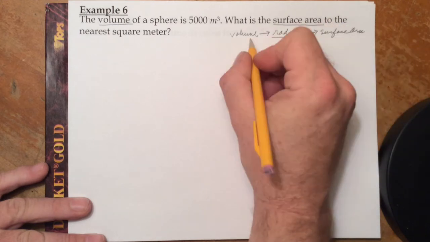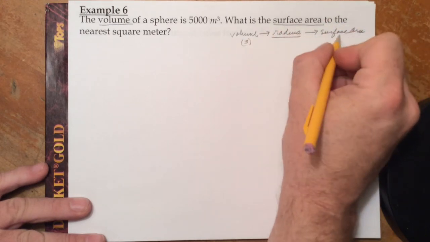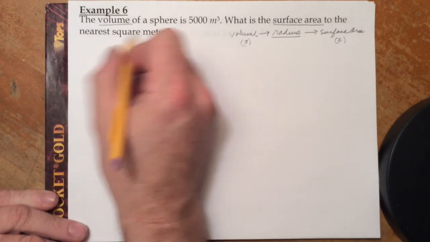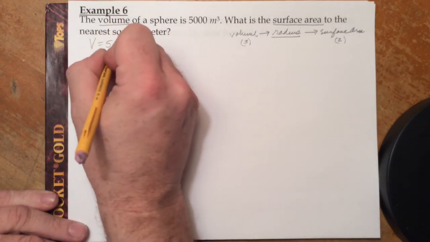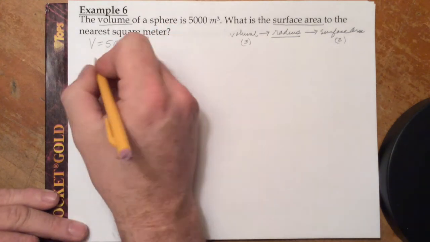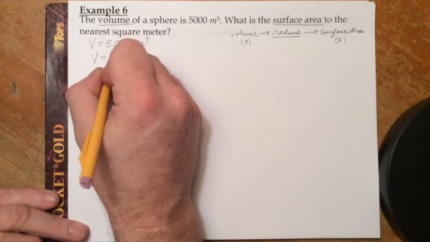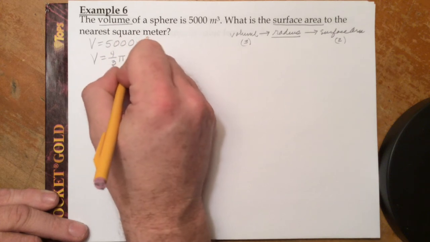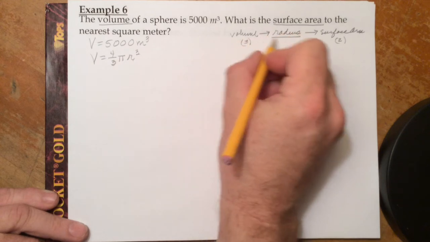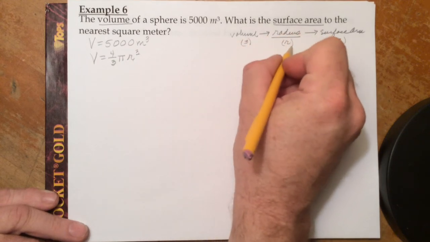Don't forget, the volume is cubic units, surface area is squared units. So, first of all, we're given our volume. Volume is 5,000 cubic meters. The volume formula then is V equals 4/3 pi r cubed. We need to solve for r so that we can find the radius.